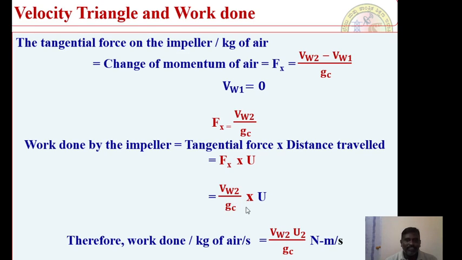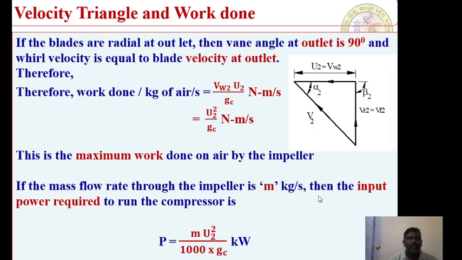Gc is nothing but a force to work conversion factor whose value is always 1. Therefore, the work done per kg of air per second is equal to U2 Vw2 by Gc, so much Newton meter per second. Suppose the blades are radial at outlet, then the vane angle at outlet is 90 degrees and the whirl velocity is equal to the blade velocity at outlet. This concept is very, very important.